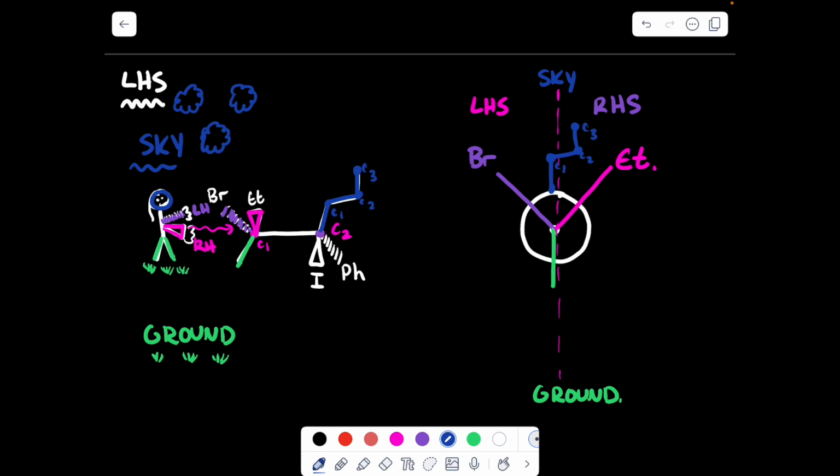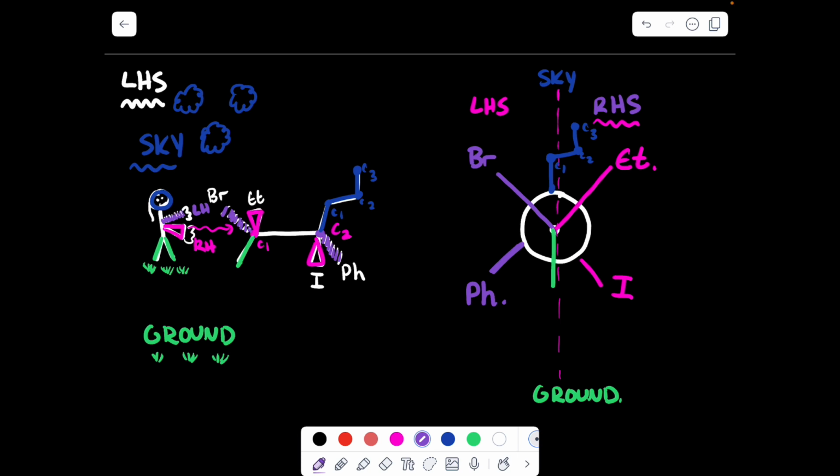Good job. So now, on my wedge, I have the iodine group. But this iodine group is on a wedge, but it's pointed down towards the ground. I'd point on my right-hand side. I would have the iodine group pointed down towards the ground. And then on the dash, hence on my left-hand side, I would have the phenyl group pointed down towards the ground. And this would be my Newman projection.